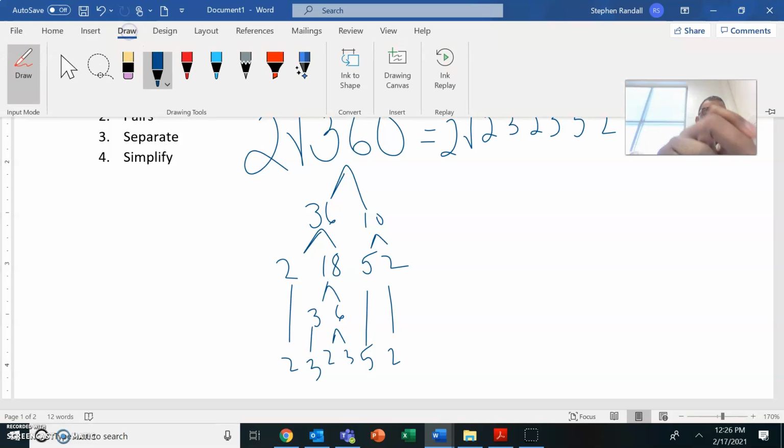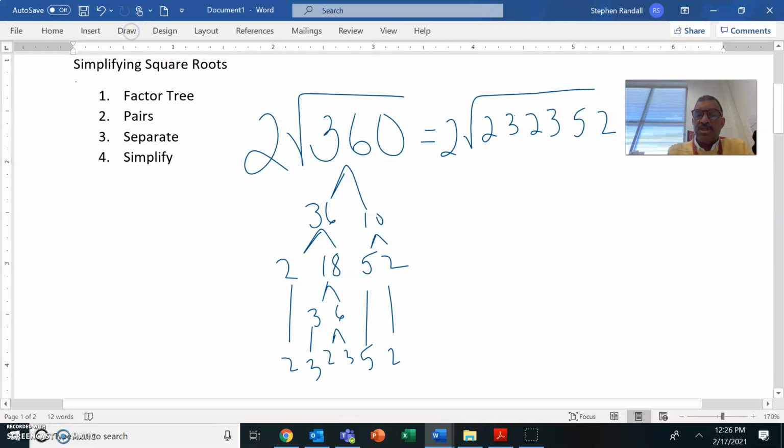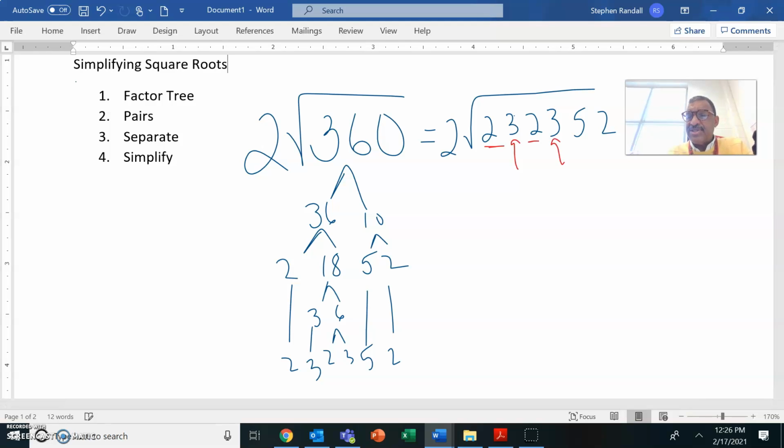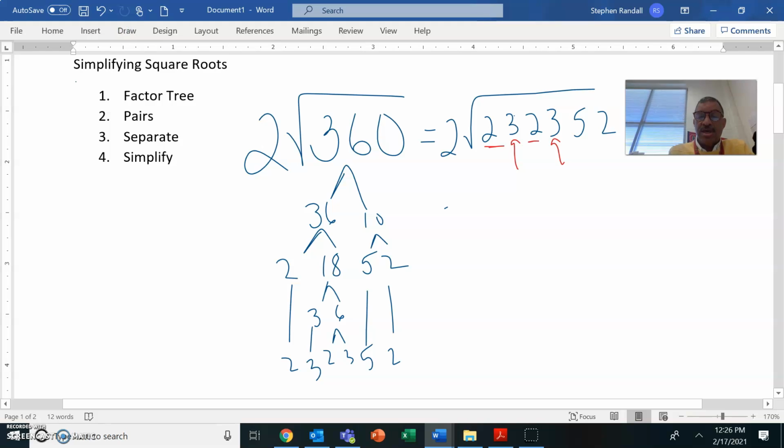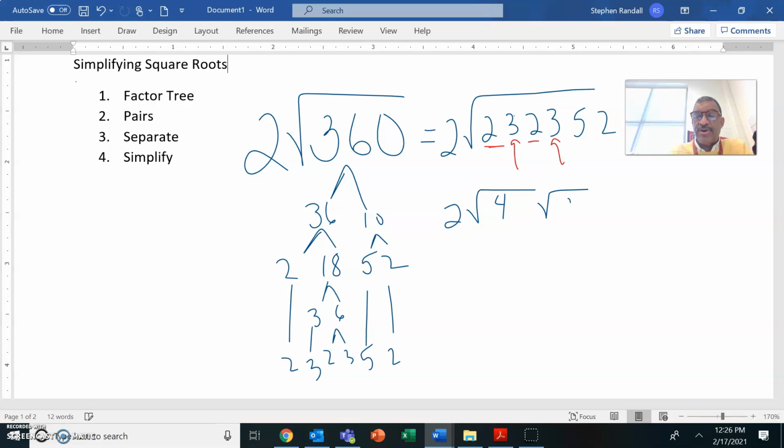So now we have to identify our pairs. So I've got a pair of 2's, I've got a pair of 3's, and that's it. Those are the only pairs that I have. So now I can separate it. So this is going to be 2 on the square root of 4, because that's 2 and 2, on the square root of 9, because that's 3 and 3, and then the square root of 10, because that's what's left.